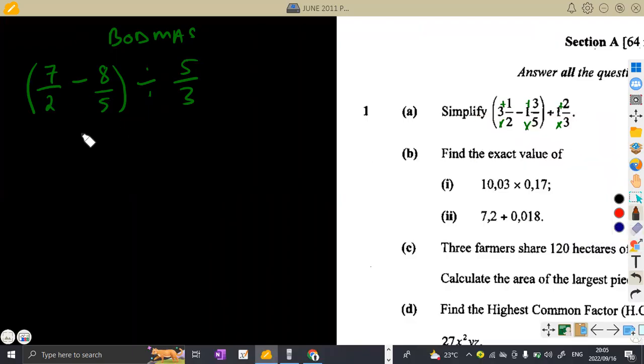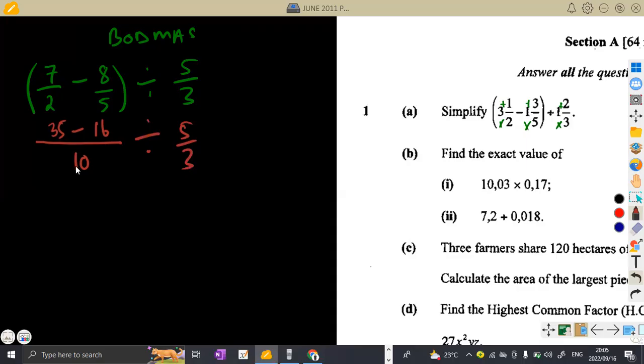From these brackets, we have to find the LCM of 2 and 5, that's 2 times 5, which is 10, our lowest common multiple. So 10 divided by 2 is 5, then 5 times 7 is 35. Minus, we divide again, 10 divided by 5 is 2, then 2 times 8 is 16. Whatever we get here, we have to divide by 5 over 3. That is what you're going to have in this case.